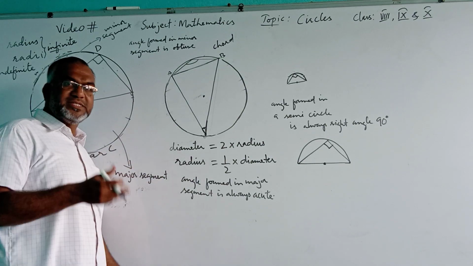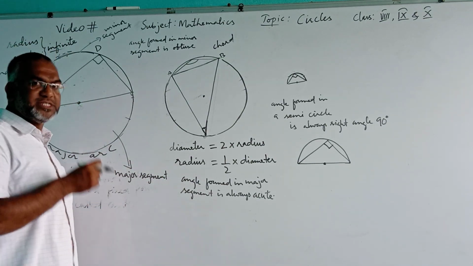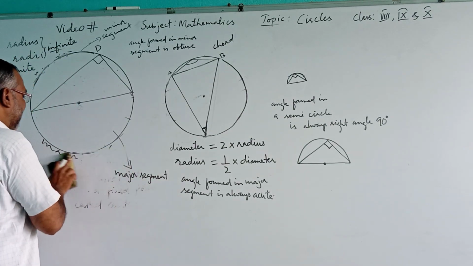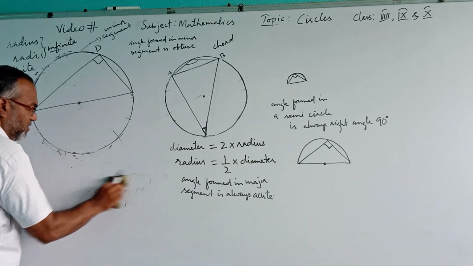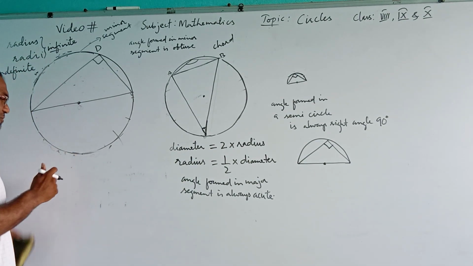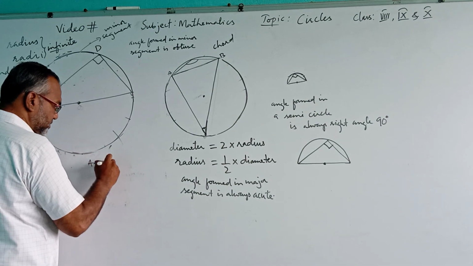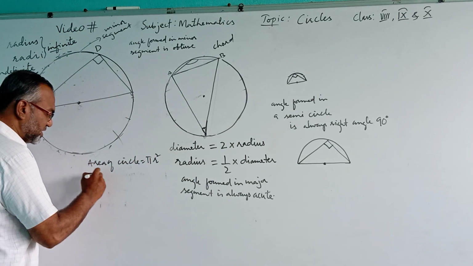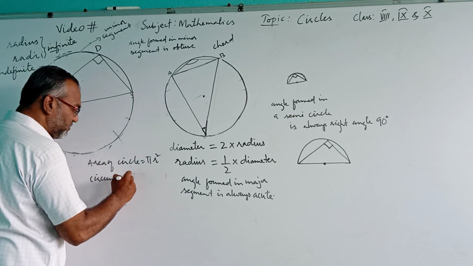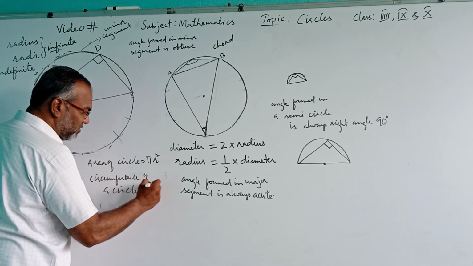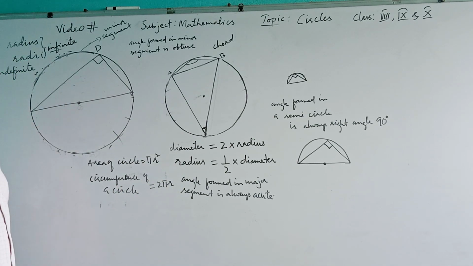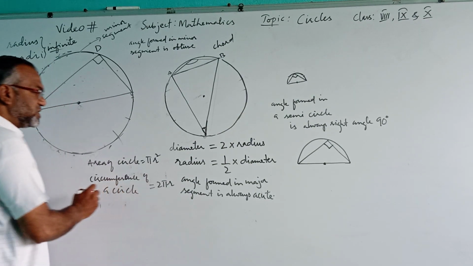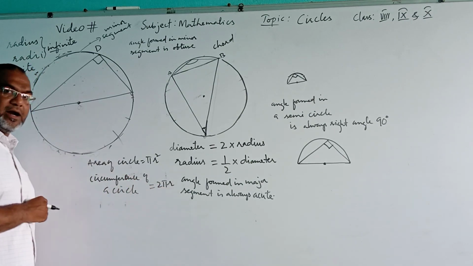Now, this was all about circles. And some more things are there which we have to discuss. We all know that the area of a circle is equal to pi r square, and the circumference of a circle is always equal to 2 pi r. Circumference is always 2 pi r.